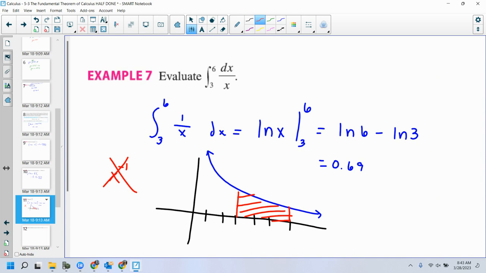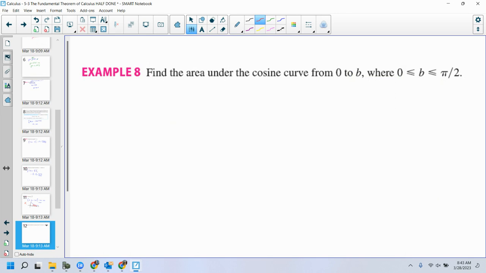That is 0.69. Does that make sense? Never lose sight of the end goal that this is the process of finding the area underneath the curve. It's just an algebraic way to do it. Find the area under the cosine curve from 0 to b, where b is between 0 and pi over 2. So this is basically just telling you to generalize it. Generalize it. What if I don't tell you where b is?